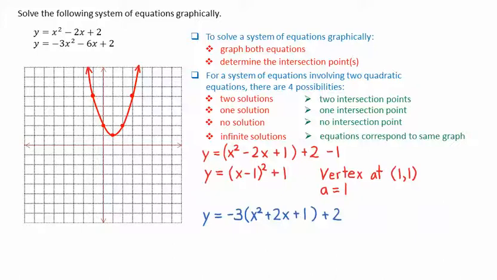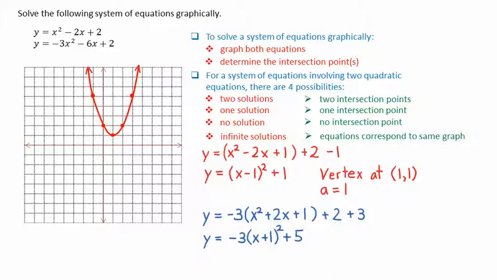This time, the 1 inside the brackets is multiplied by the negative 3 that we had factored out. This means that by adding 1 inside the brackets, we're actually subtracting 3. To compensate for this, we will then add 3 outside the brackets. This then gives our equation in vertex form, y equals negative 3 times (x plus 1) all squared plus 5.